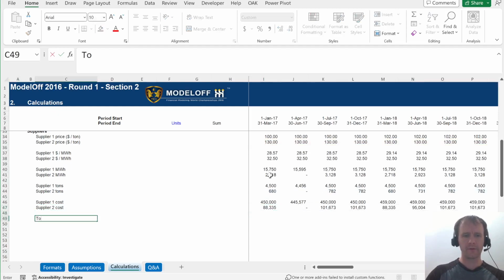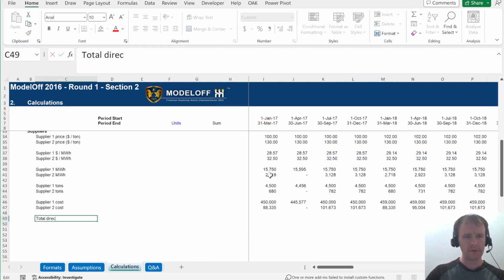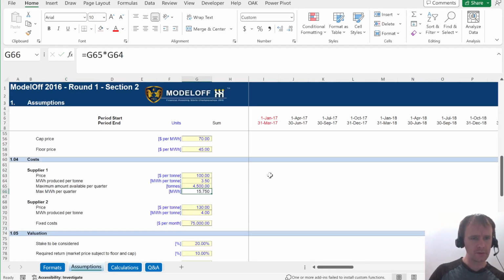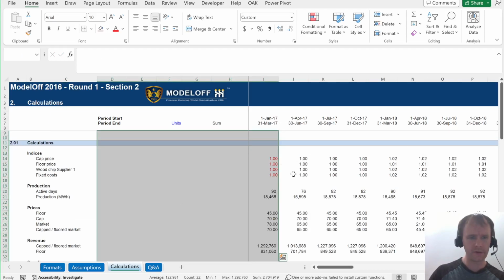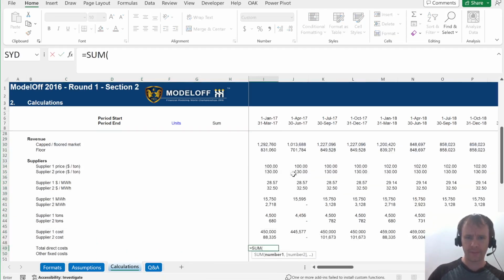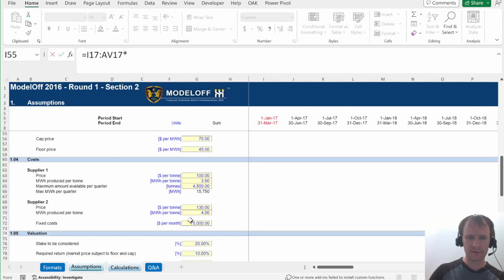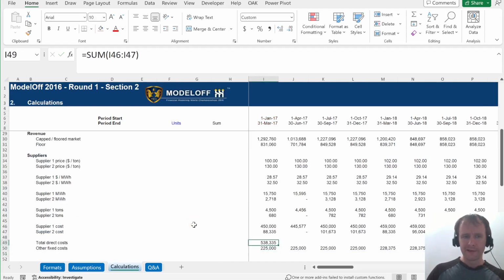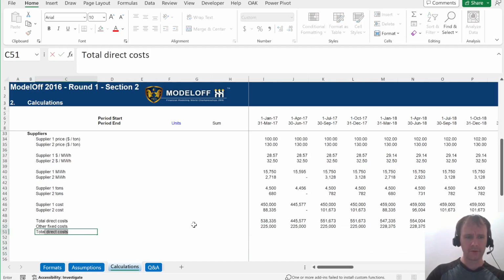Okay, so total, what do we call this? I guess direct costs. Direct costs, and we have other fixed costs. Now, did that inflate as well? Yes, there's an inflation index just for that. Fab. So we take the sum of those, and then here we take the fixed costs inflation index times the 75,000 per month. Watch out for that, times 3. And carry that across. Total costs.